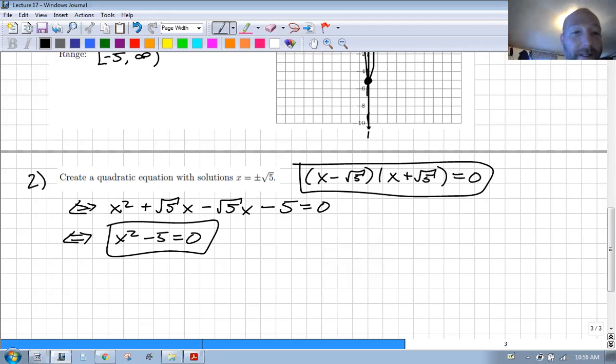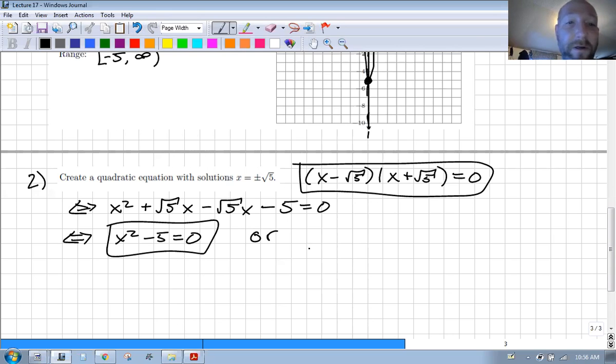All right, if you look at this, this is a quadratic equation, right? Because there's an x squared in it. You can eyeball it and say, okay, and move the 5 to the other side. Take the square root of both sides. I get positive, negative square root of 5 for the solutions. So however you want to do it, that's fine. But we created a quadratic equation with those solutions.